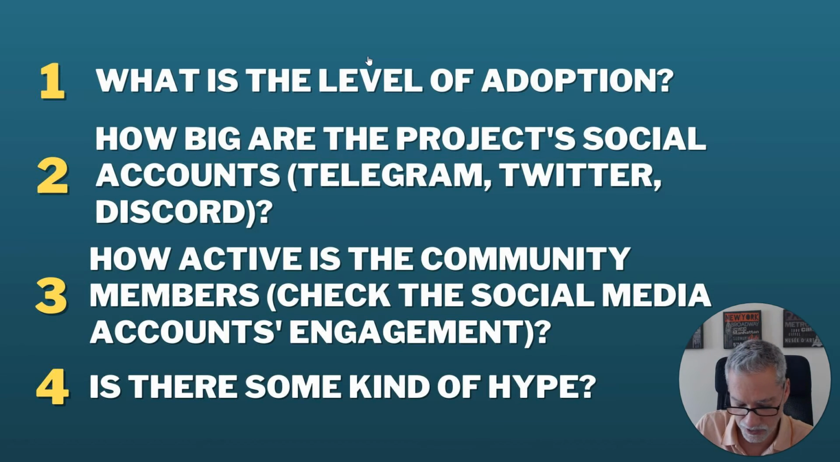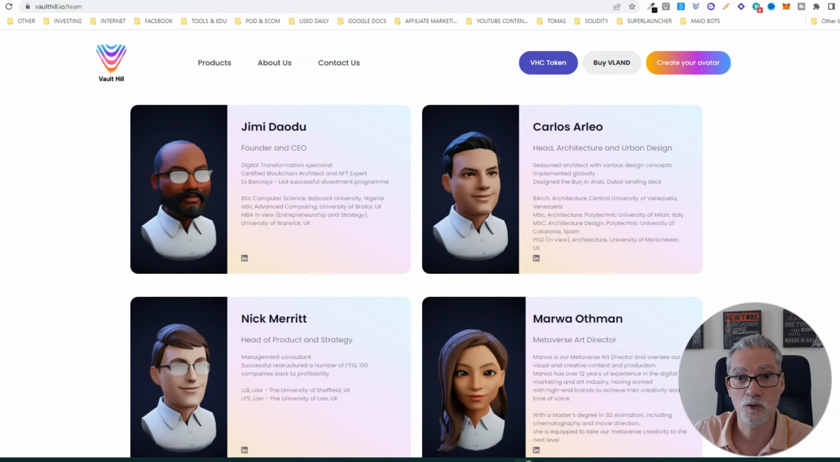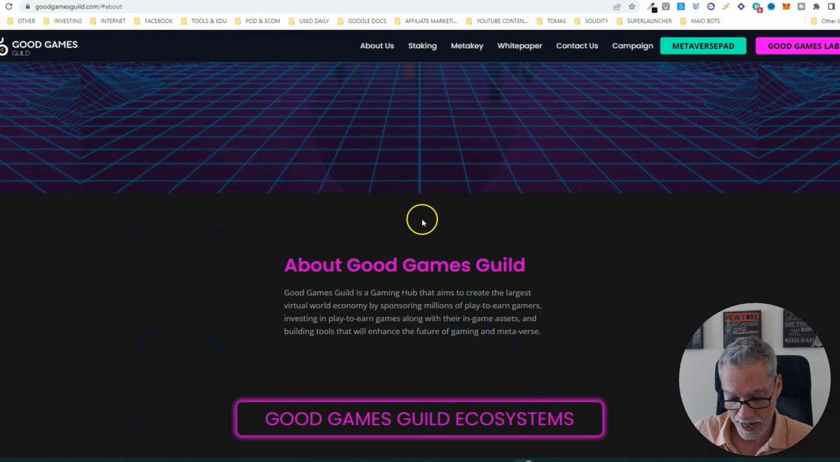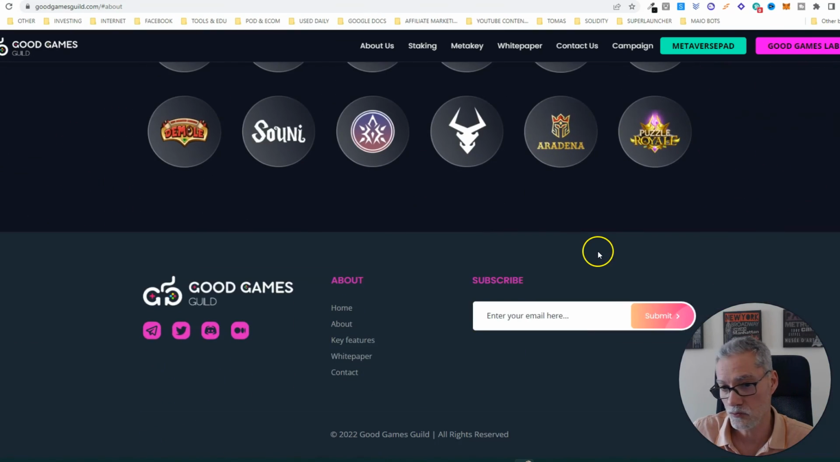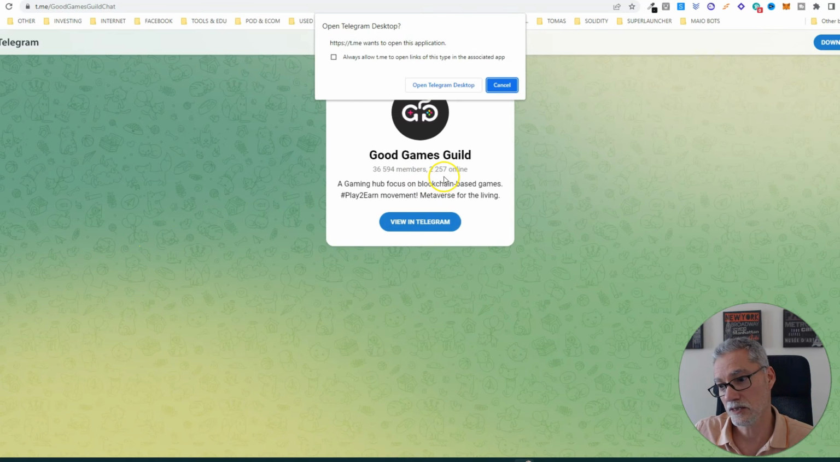Okay, so this is important. As an example, let's go back to Good Games Guild. One of the things that you really need to do is join their socials. Okay, so Telegram. If you click here, this is something that is important. I'm on desktop, so I will see this. The Telegram group has more than 36,000 members and more than 2,000 are online. Usually with this amount of members, I would like to see more members online, because more members online means more engagement.